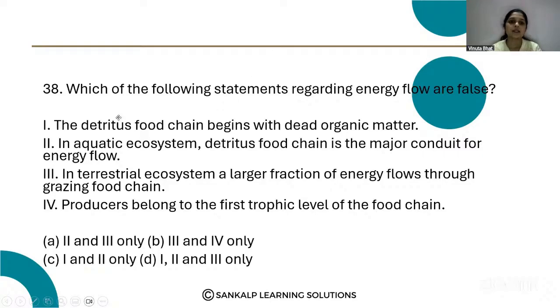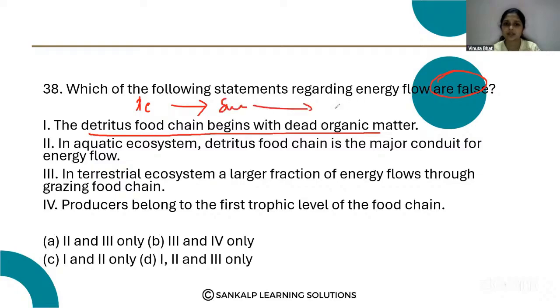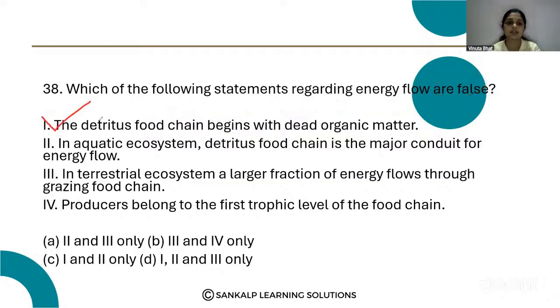Okay. Yes. So here, which of the following are false statements? The detritus food chain begins with dead organic matter. Yes, the detritus food chain includes the dead organic matter, then the earthworm, and the organisms that feed on earthworm like frogs, like this. So that is the detritus food chain. So that is a correct statement. Okay.